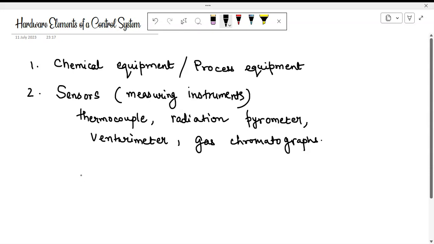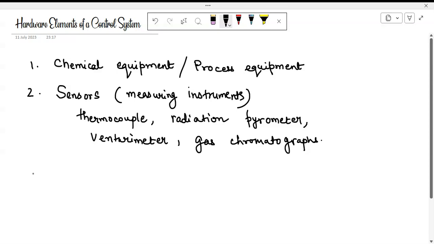So, to transmit the actual change, say in a thermocouple, you have a temperature change. In radiation pyrometer, you'll have a temperature change. In venturimeter, you'll have a flow rate change. So all these changes need to be transmitted in the form of voltage or current change or pneumatic change, that is some change in the air pressure. Only these pneumatic signals or electric signals are read by the controller.